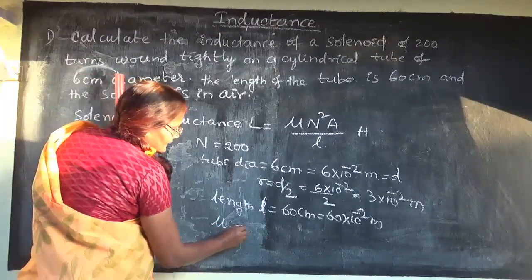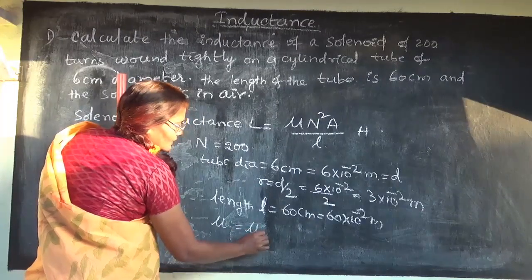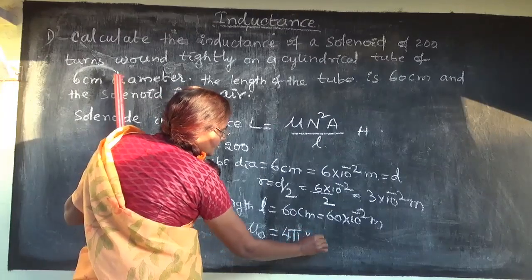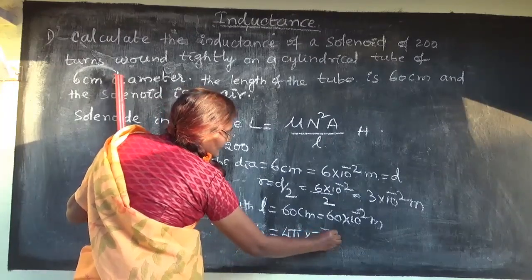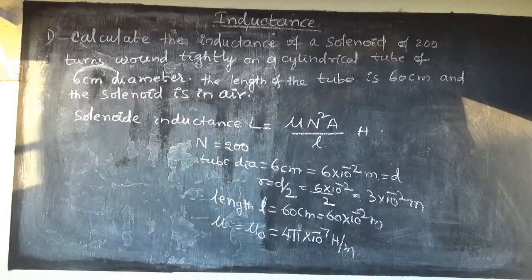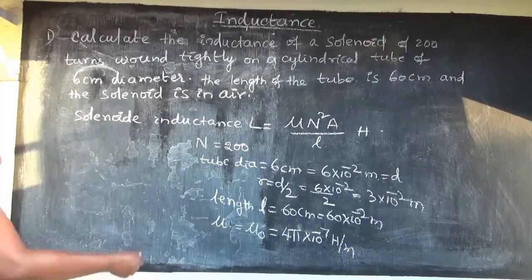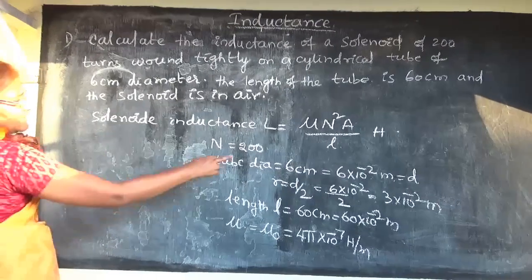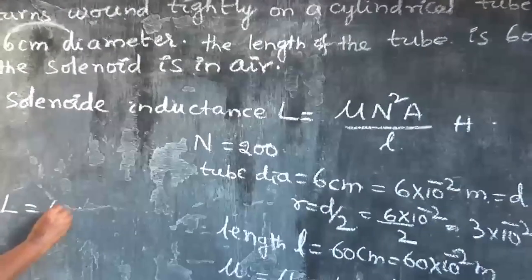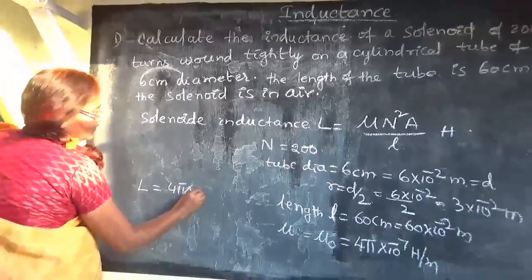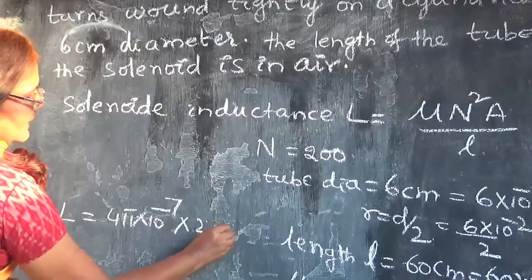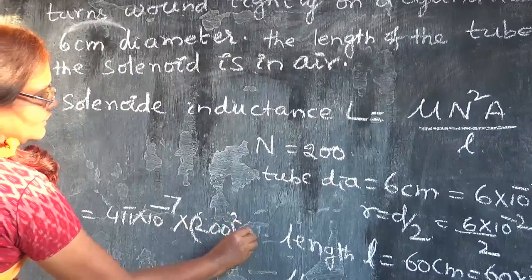Mu in air is equal to mu naught. What is mu naught? 4 pi into 10 to the power of minus 7 Henry per meter. This is the mu naught value. So now substitute. See, I will substitute here, I have written all the data. Then the inductance L is going to be 4 pi into 10 to the power of minus 7 into N square, that is 200 whole square, into area.